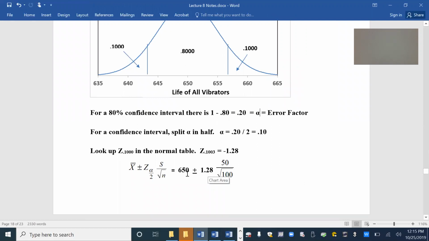So my confidence interval, I am 80% sure that the average life of the thousands and thousands of these products that have been produced is somewhere between 650 and minus 1.28 times that on the downside and 1.28 times that on the upside.